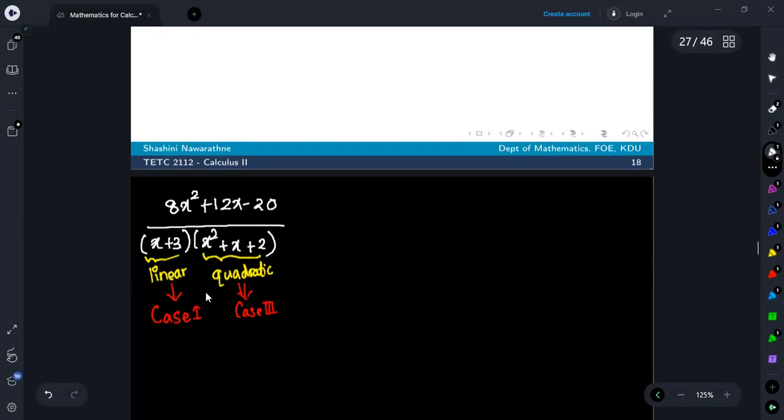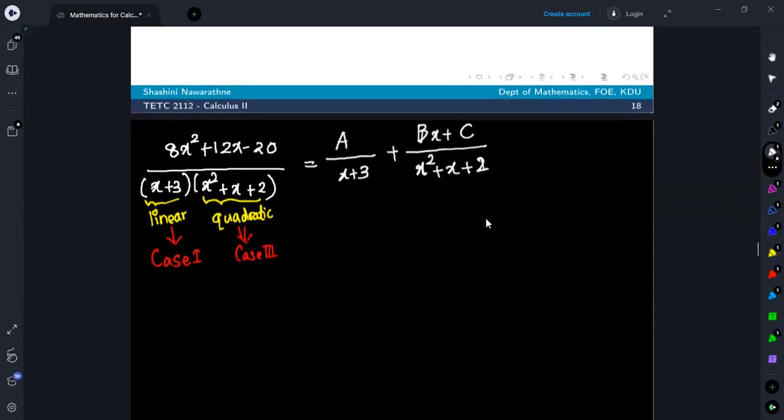Since the first factor follows case 1, we are going to write the expression according to case 1 for the first factor. So we can write some constant A over this factor, x plus 3. Then, since the second factor follows case 3, we are going to write the expression according to case 3. So we can write it as (Bx plus C) over (x squared plus x plus 2). This is the way of writing the expression for partial fractions.